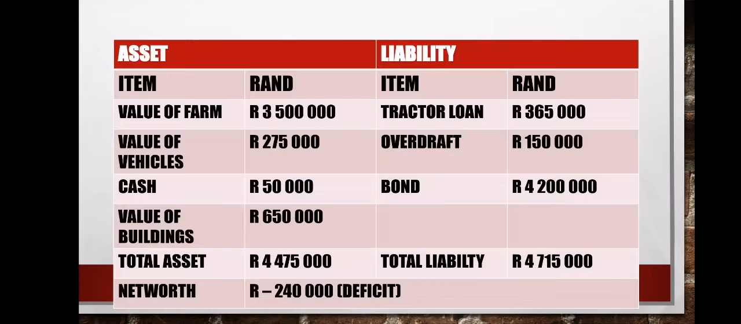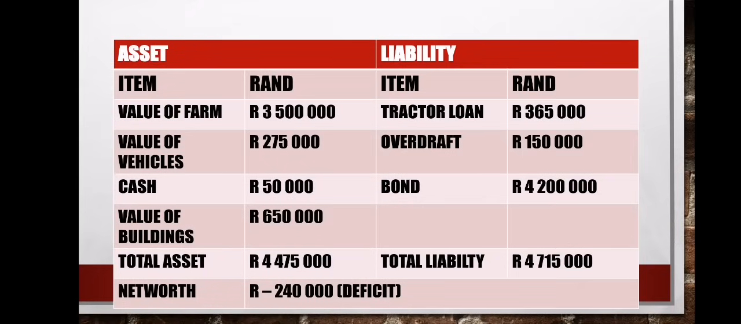Let's try to look at it here. Then this is what we have. Asset, liability, item. We list all the items that fall under asset, all the items that fall under liability. We come up with the total. Net worth, we write the formula first. After writing the formula, when you calculate, you substitute, you punch your calculator, you get the answer.